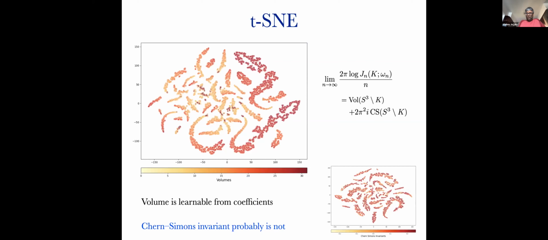So here's a plot using t-distributed stochastic neighbor embedding. This is really not machine learning. This is a data visualization technique. It projects high-dimensional data down to two-dimensional data while maintaining clustering and correlations between the different inputs. So here we've taken the vectors associated with the Jones polynomial and projected this down by minimizing some relative entropy in order to present this data. One thing that's striking here is that the volume clusters very well in the top plot, whereas the Chern-Simons invariant doesn't cluster nearly as well.